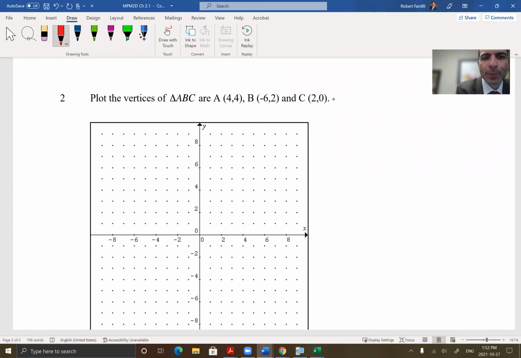Again, apologies. But nevertheless, A (4, 4), 1, 2, 3, 4 is right there. B (-6, 2). I'll do this in blue ink. And C (2, 0). Okay, and then we're going to create a triangle.